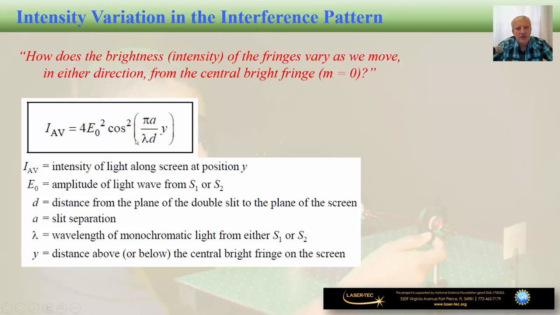It's also affected by the wavelength or color of light. It's affected by the position of the bright spot in the interference pattern, as well as the distance between the double slit screen and the back screen, and the distance between the two slits in the double slit screen.